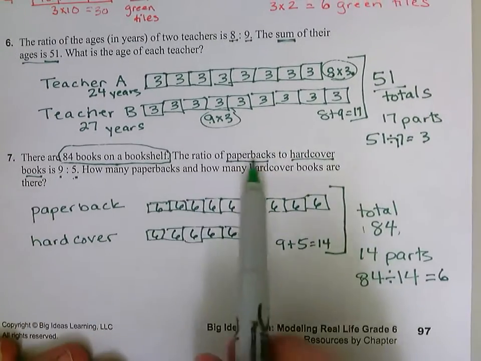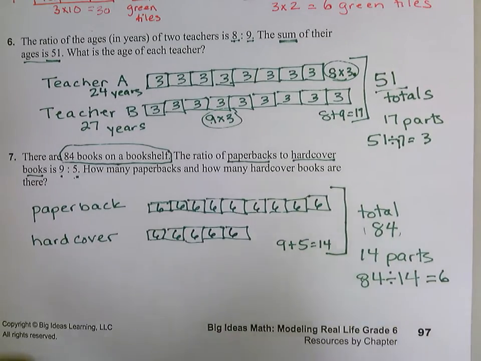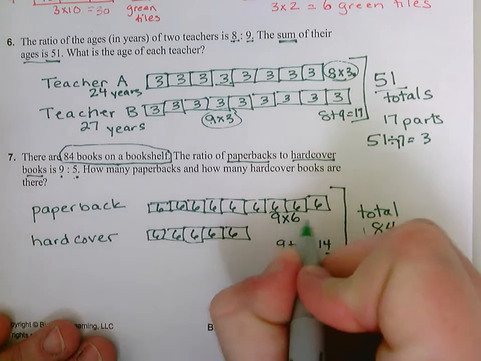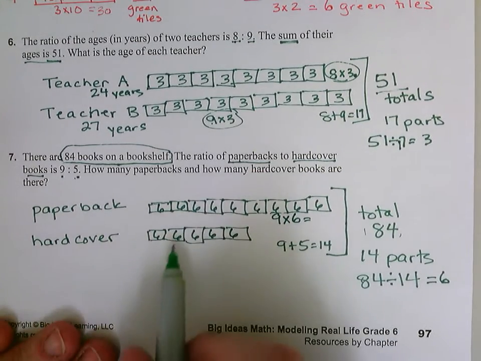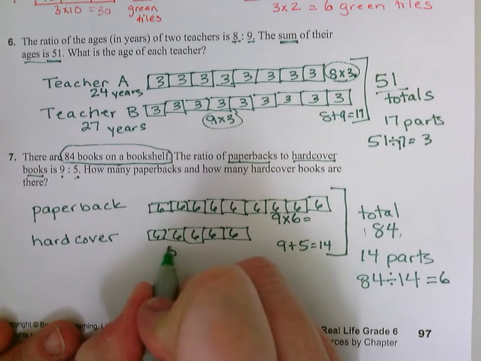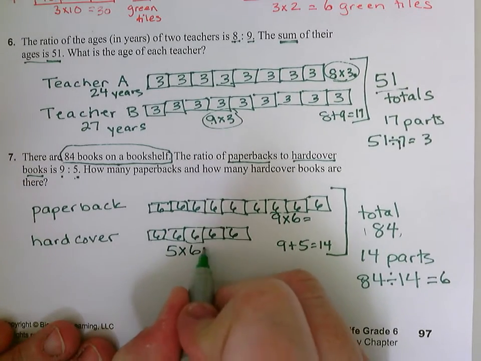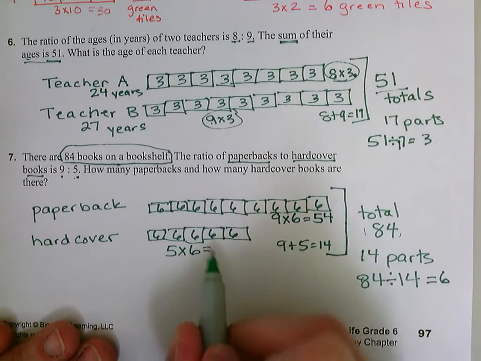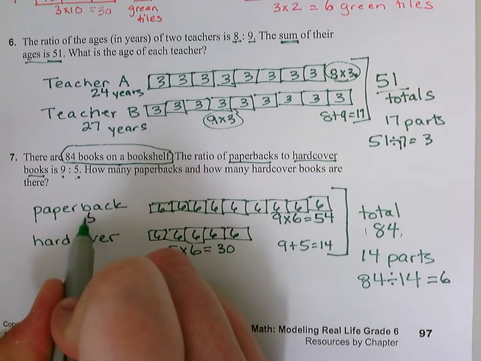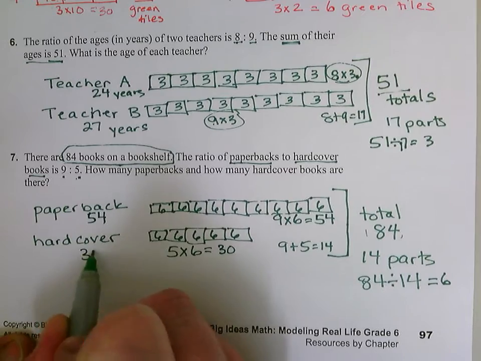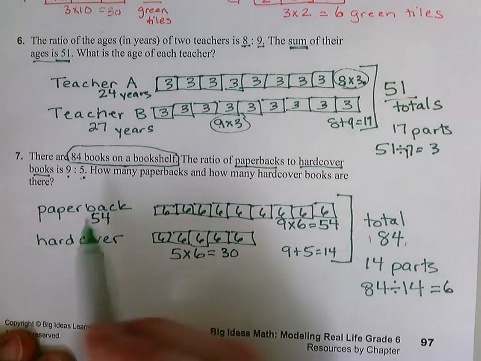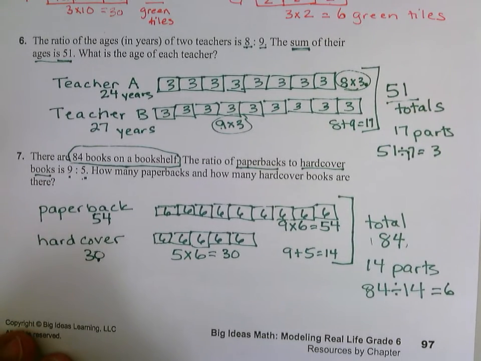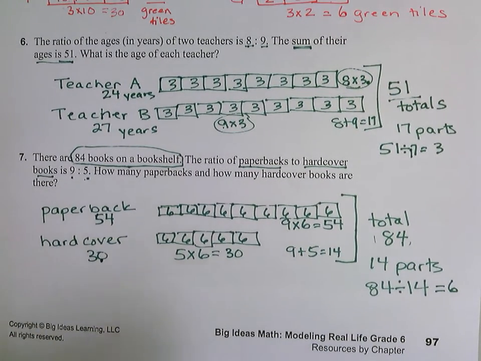Now I can figure out how many paperbacks there are and how many hardcover books there are. Up here I have 9 groups of 6. That's 9 times 6. Down here I have 5 groups of 6. So that's 5 times 6. 9 times 6 is 54. And 5 times 6 is 30. So that means I have 54 paperbacks and I have 30 hardcover books. And I can double check because 54 plus 30 equals 84. So I know I have the right amount. Okay, you're going to do a few more problems like this today.